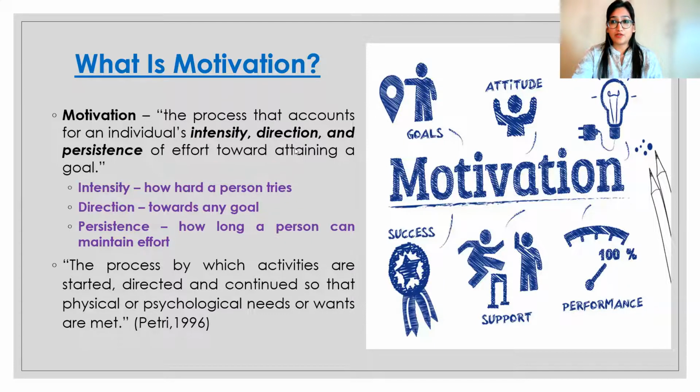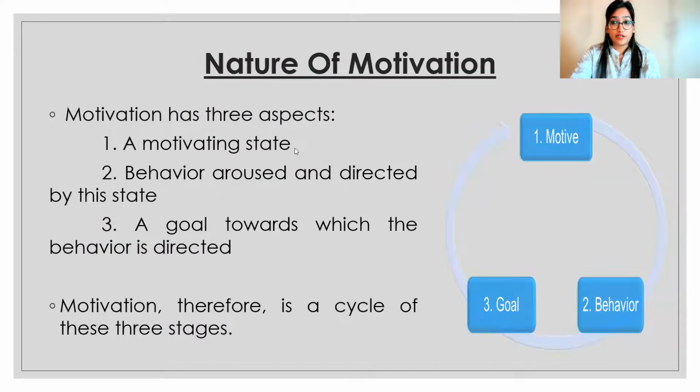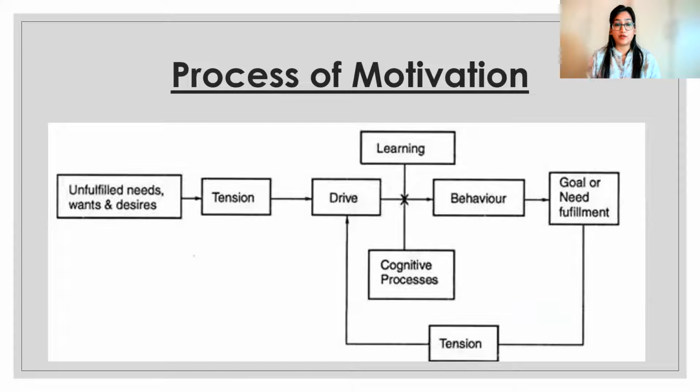Now, when we look at the nature of motivation, it has three aspects: a motivating state, behavior aroused and directed by the state, and a goal towards which this behavior is directed. So it can be seen as a cycle of these three stages that we go through, starting from a motive and finally moving towards our goal. Now, the process, of course, is not so simple. The process involves a couple of steps, which start with an unfulfilled need, want, or desire.